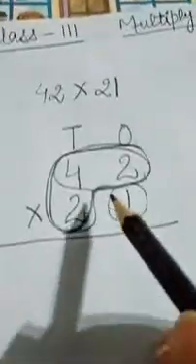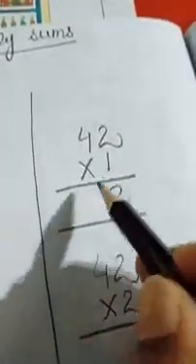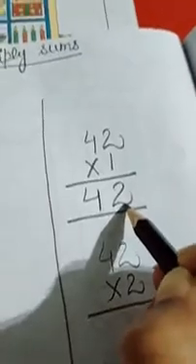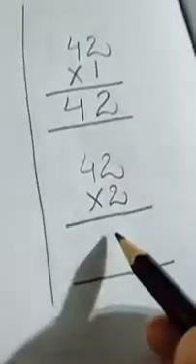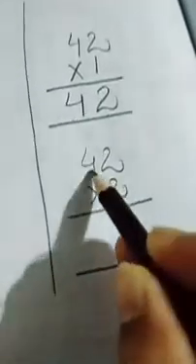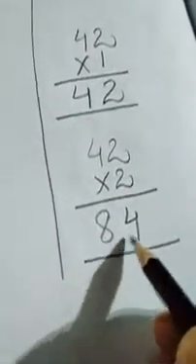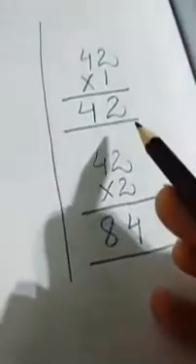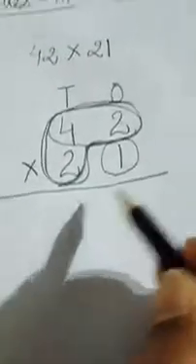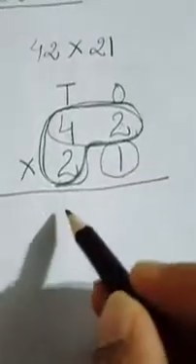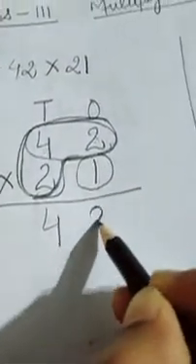When we multiply 42 by 1, what will we get? 2 ones are 2 and 4 ones are 4. We get 42. After that we will multiply it by 2. 2 twos are 4, 2 fours are 8. We got 84. Now see the writing style carefully. Firstly, 42 multiplied by 1, we got 42.